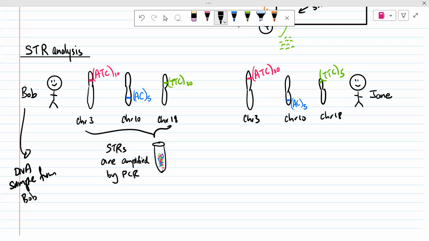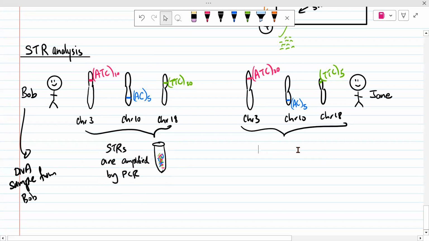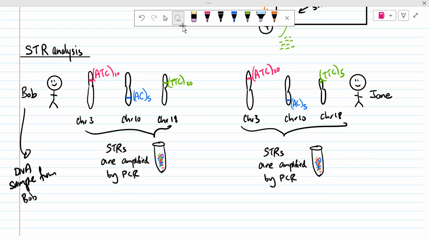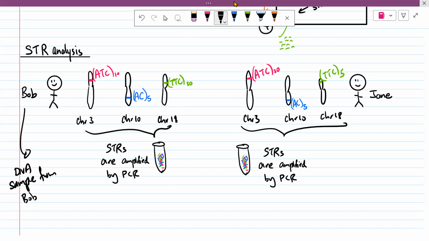Same thing for Jane. We're gonna also amplify her DNA using the same set of primers. And then it's gonna be like this. All right. Let's move it here. Any question before we move on to the next part?